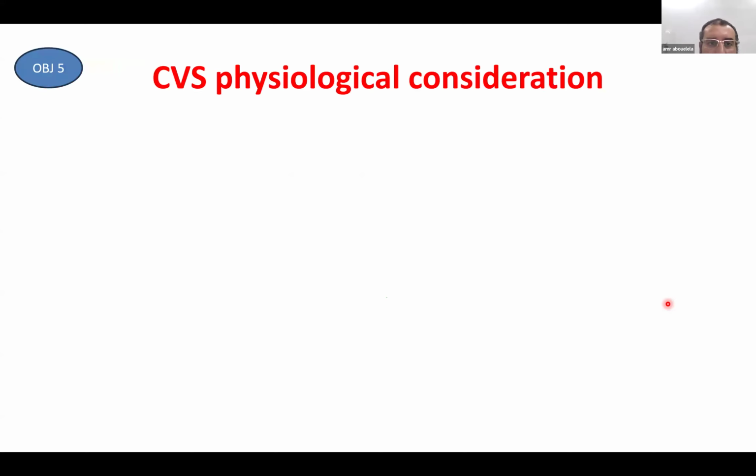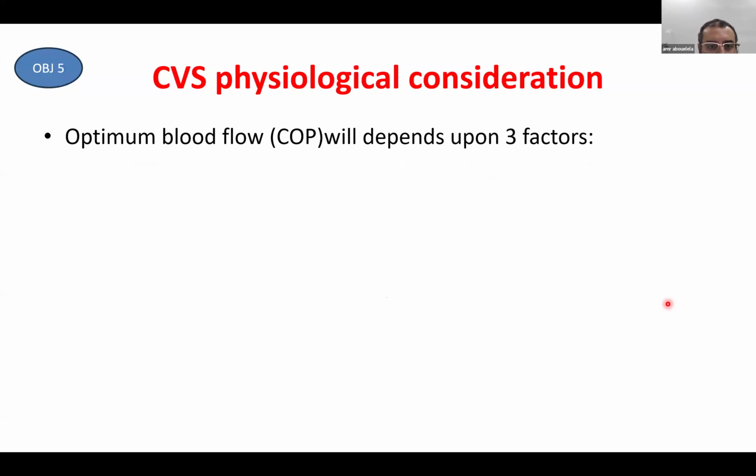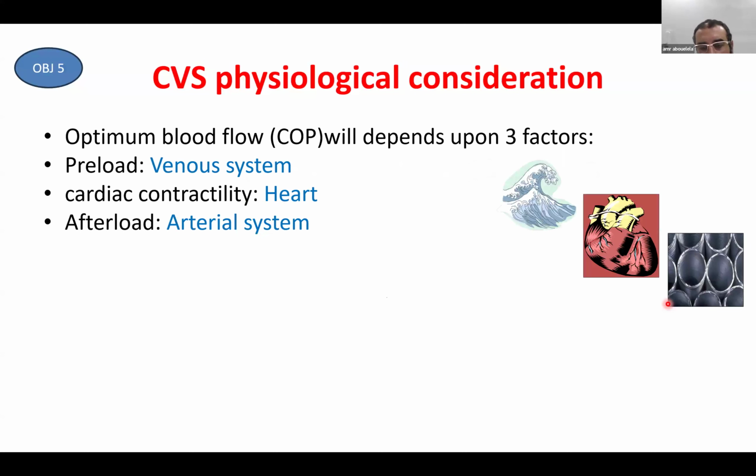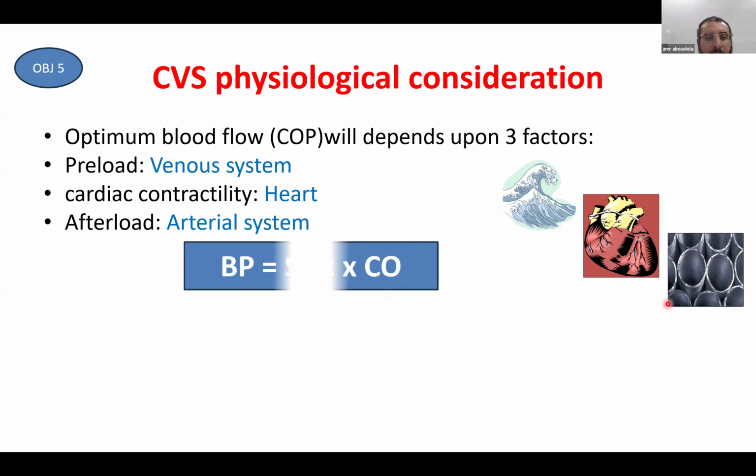Now we'll go to another station, which is the cardiovascular system physiological considerations. What is the physiology of the cardiovascular system? You know that adequate cardiac output depends upon three factors, which are the preload, which is the venous system, or the filling pressure, what we call the tank. And we have the heart, the cardiac contractility. And we have the afterload, which is the arterial system, of course. These are the three components which constitute the physiology or the optimization of the blood flow, or the maximization of the cardiac output.